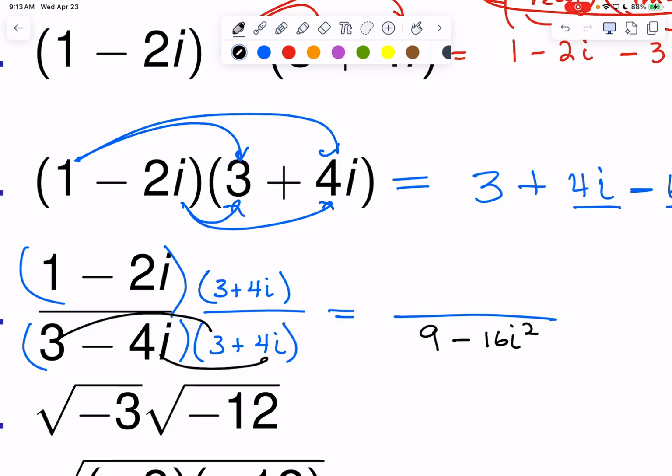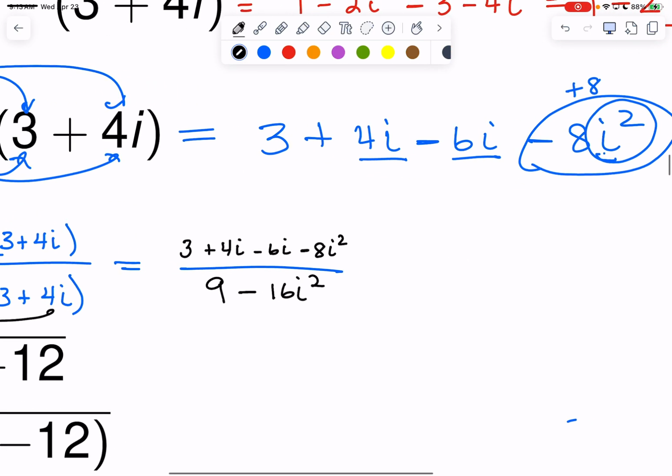Oh, 1 times your 3, okay, good. And then you'll do your 1 times your 4i, good. Then -2i times 3, negative 6i, good. Then -2i times 4, -8i, or -8i squared. There you go. So then the top ends up, you can simplify the top and you can simplify the bottom.